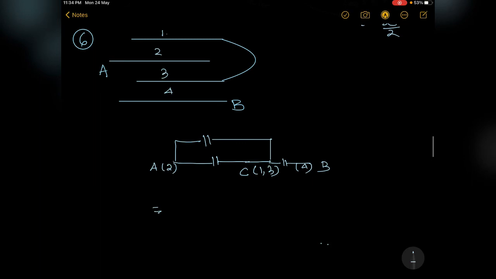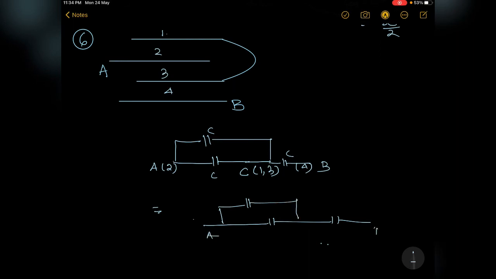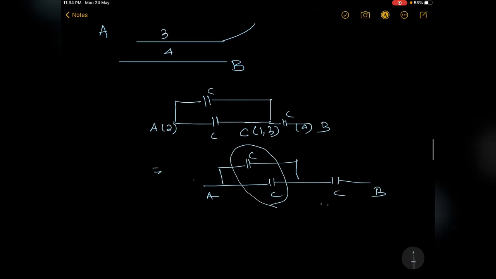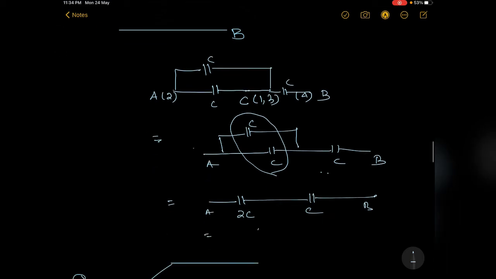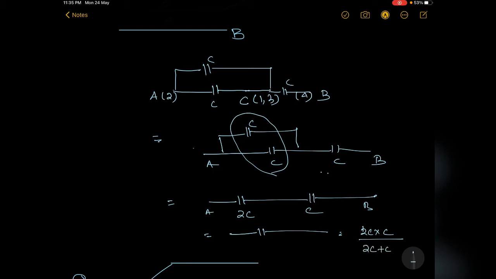So I can say, if we draw it again, it will look like this. A, B, C. These two are in parallel. Then equivalent capacitance will be 2C, and it is another C. So equivalent capacitance will be how much? 2C into C by 2C plus C. That means 2C by 3. Answer will be 2C by 3.